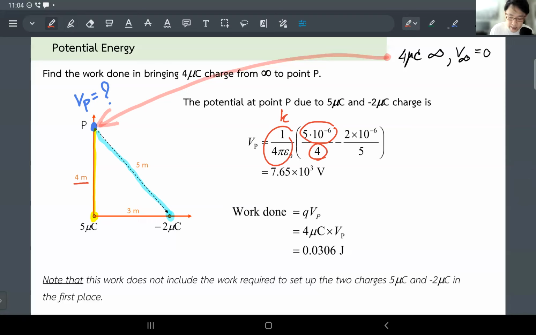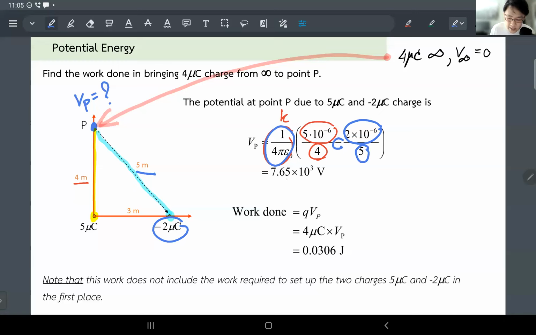Plus the second one is going to be K times -2 microcoulomb, divided by the distance from the -2 microcoulomb charge to point P, which is 5 meters. So I put 5 meters here. I just add them together.